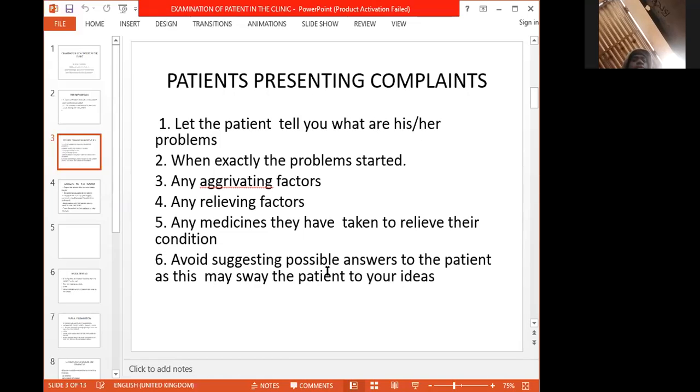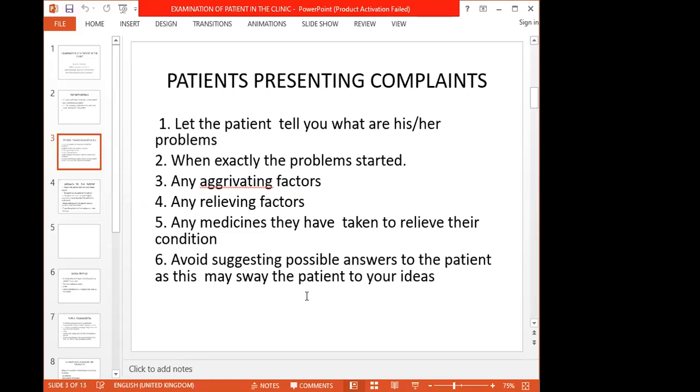Please, number 6, very, very important: avoid suggesting possible answers to the patient. When you're asking, you should avoid suggesting possible answers to the patient, as this may sway the patient to your ideas. Why? Especially elderly patients, from my little experience in this, will agree with the doctor when it's not supposed to be like that. So let the patient say it from their own mouth.